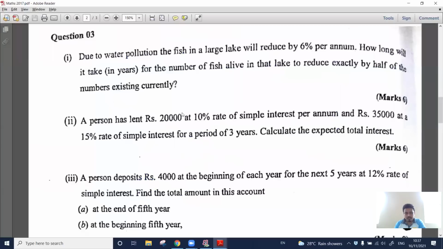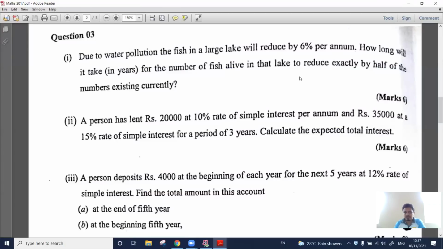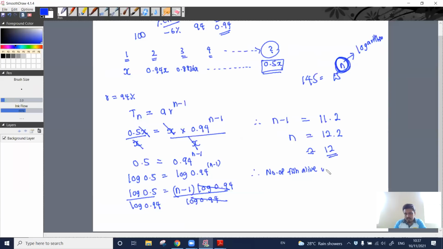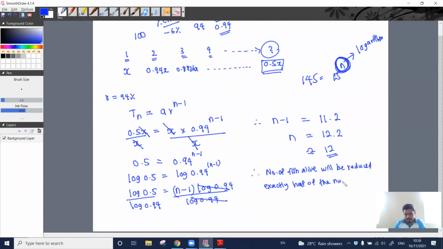Therefore, what we need to find: the number of fish alive in that lake will be reduced to exactly half of the numbers existing currently after 12 years. After 12 years.